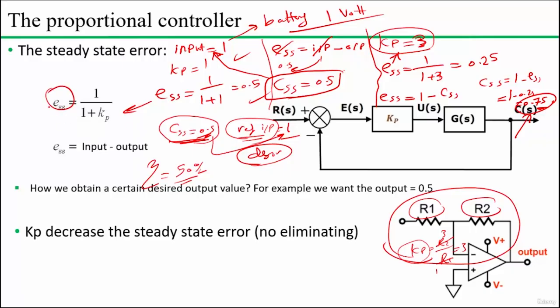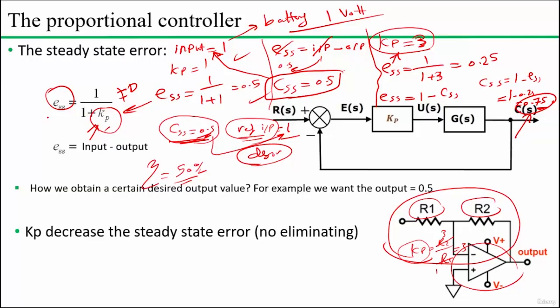But I want to mention here a very important note about the proportional controller. In real hardware, we can't increase the value of KP to infinity. We are limited by the physical boundaries or the physical specifications of the hardware, for example, the operational amplifier. So we can't increase it to infinity. And this means that we can't make the error equal to 0. So finally, we can say that increasing the value of KP will decrease the steady state error, but will not eliminate it. And this is why we need to add another controller like the integral controller.